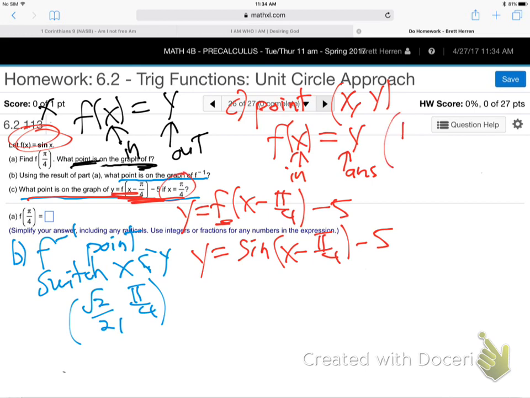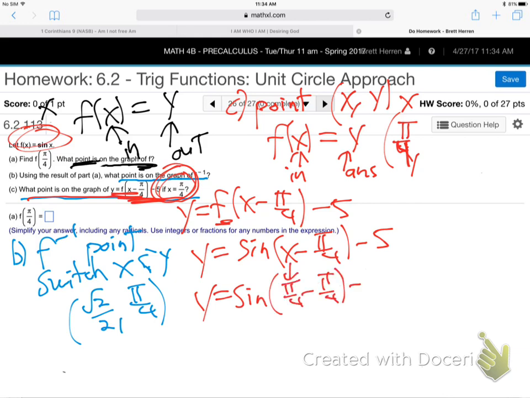So I've already got half my point. I got the x. X is pi over 4. That's my x. They're telling me right here. No mystery. So all I need now is the answer. Plug in pi over 4. Good? That's the sine of 0. What's the sine of 0? Unit circle.